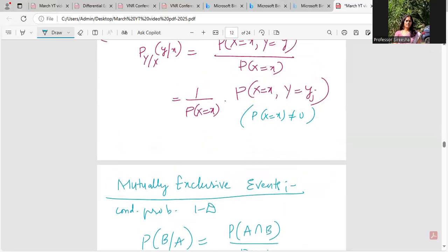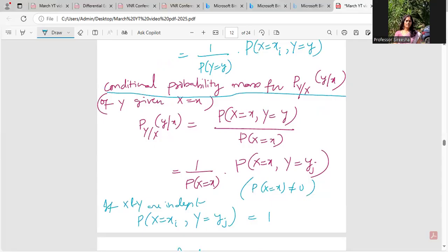See, if both the discrete random variables X and Y are independent, then how will this conditional probability be? Very simple. The probability of these discrete random variables will be P of capital X equals xi, Y equals yj. This is equal to P of X equals xi into P of Y equals yj. No dependence. So each probability is calculated separately.